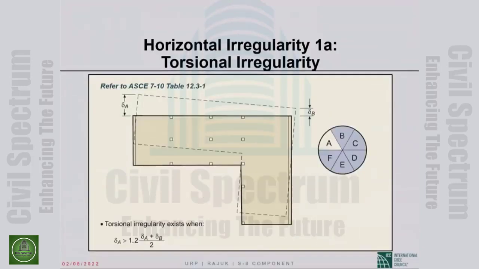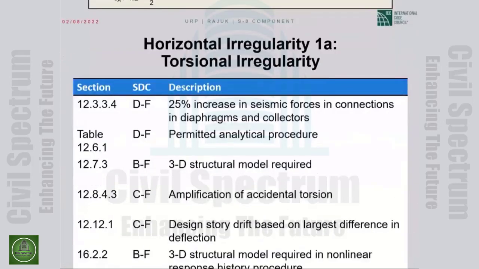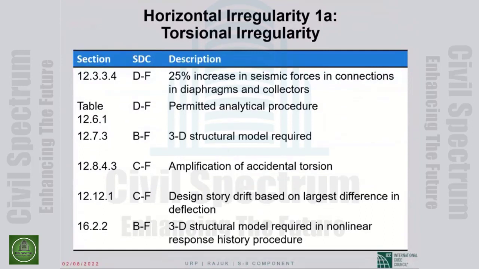Same thing, L-shaped building, the same idea. Delta A is now the maximum, and the average is delta A plus delta B divided by 2. If this is true, then we have type 1A irregularity as shown in this picture. If we have 1A irregularity, then those are the provisions of ASCE 7 that get triggered. We have to abide by all of those requirements.